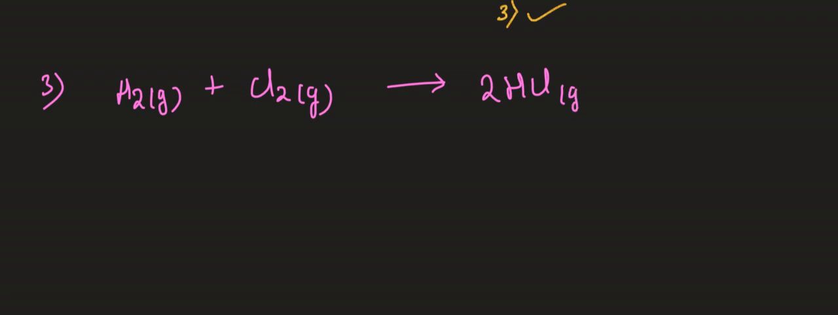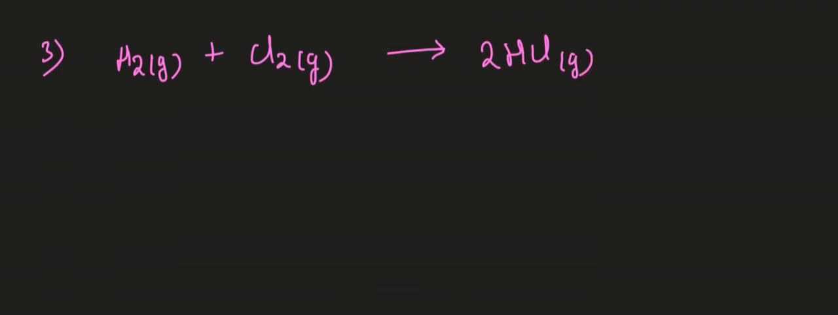Third example. H2 gas reacts with Cl2 gas to produce 2 times HCl gas. So let us check whether the reaction is eligible for heat of formation or not. What is the first condition for heat of formation? Product must be 1 mole. Can we say here the products are 2 moles, so hence the first condition is not satisfied.